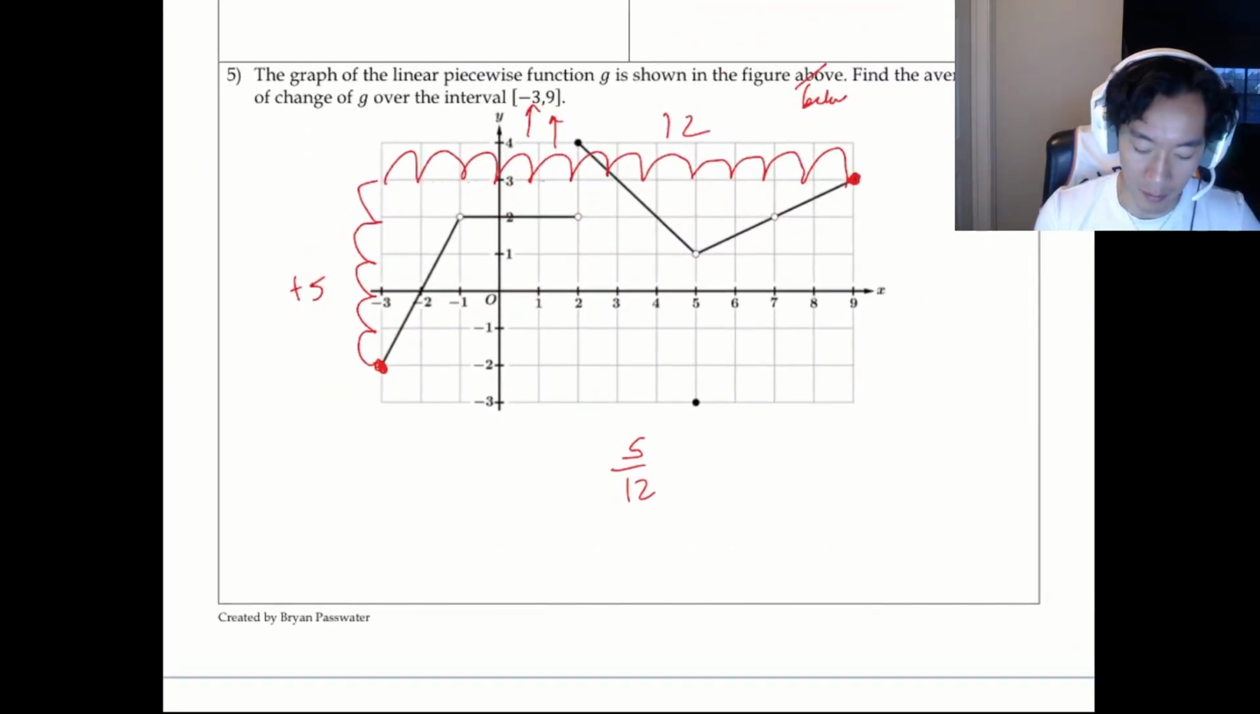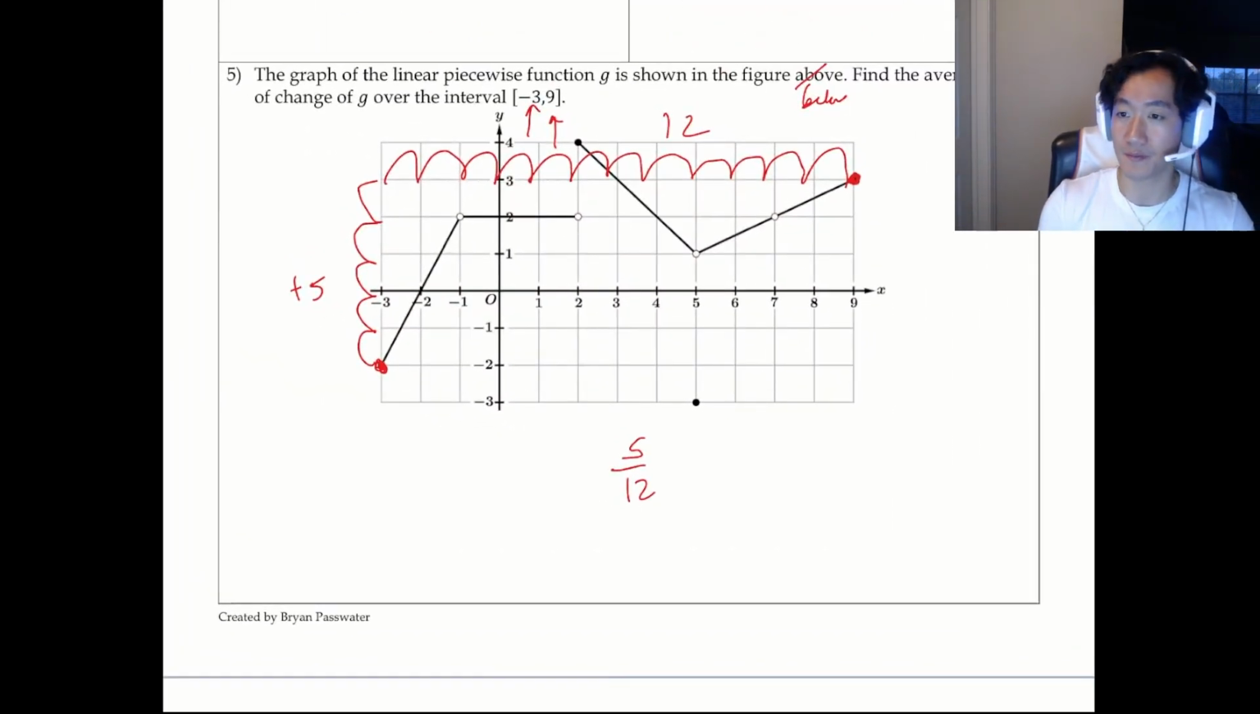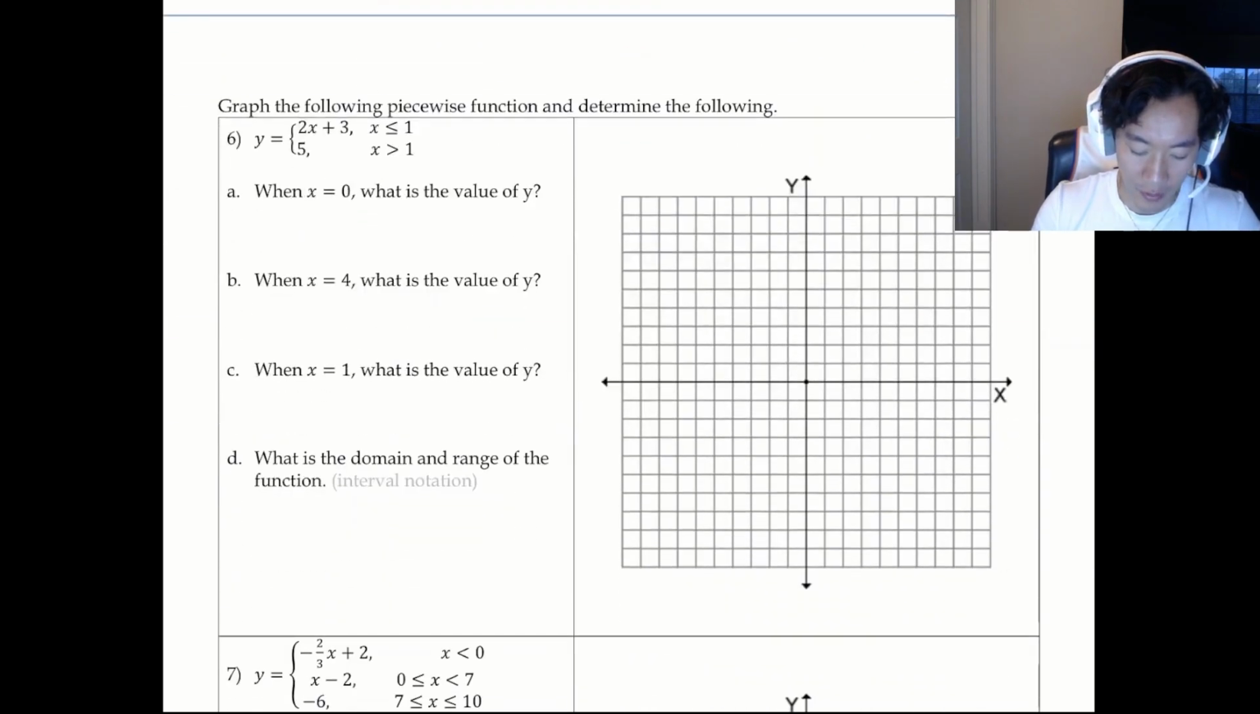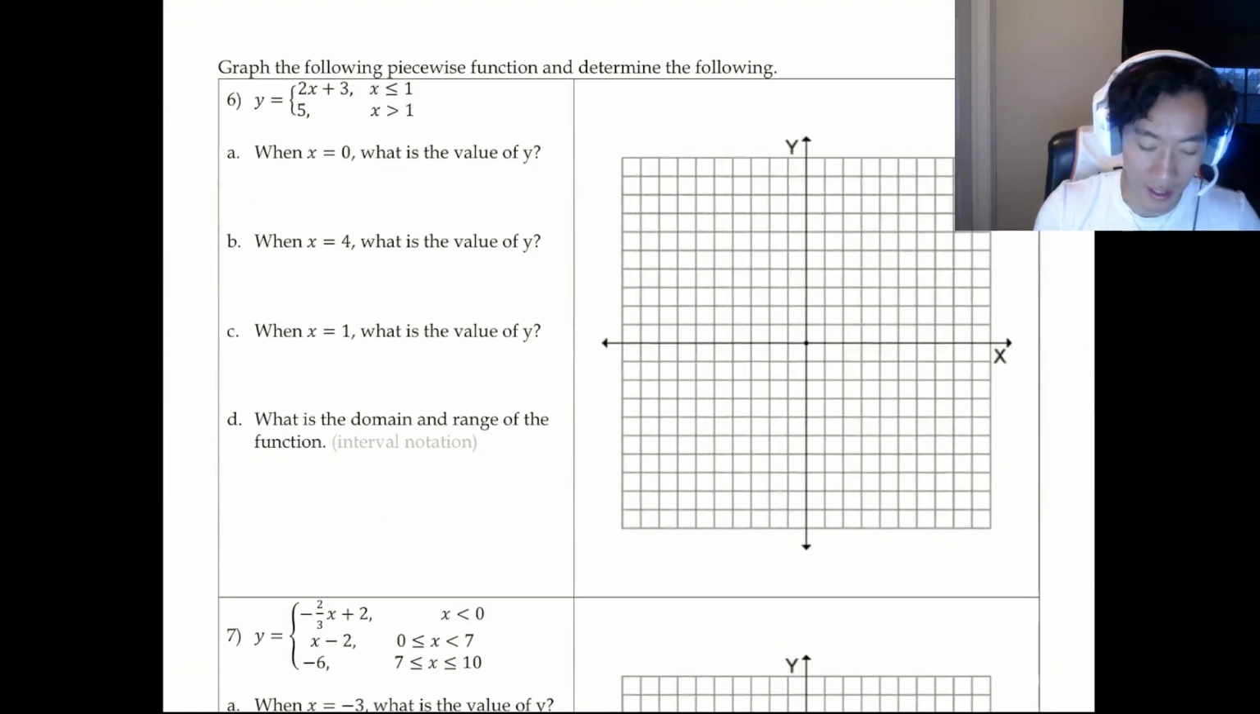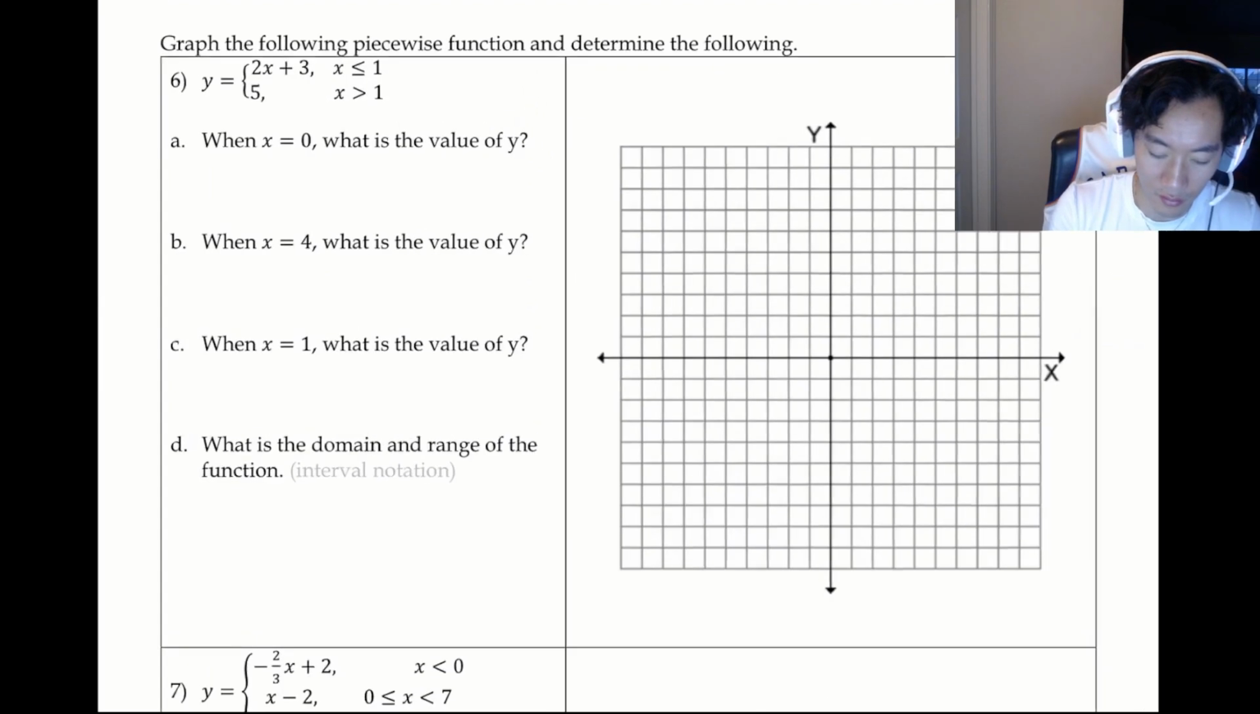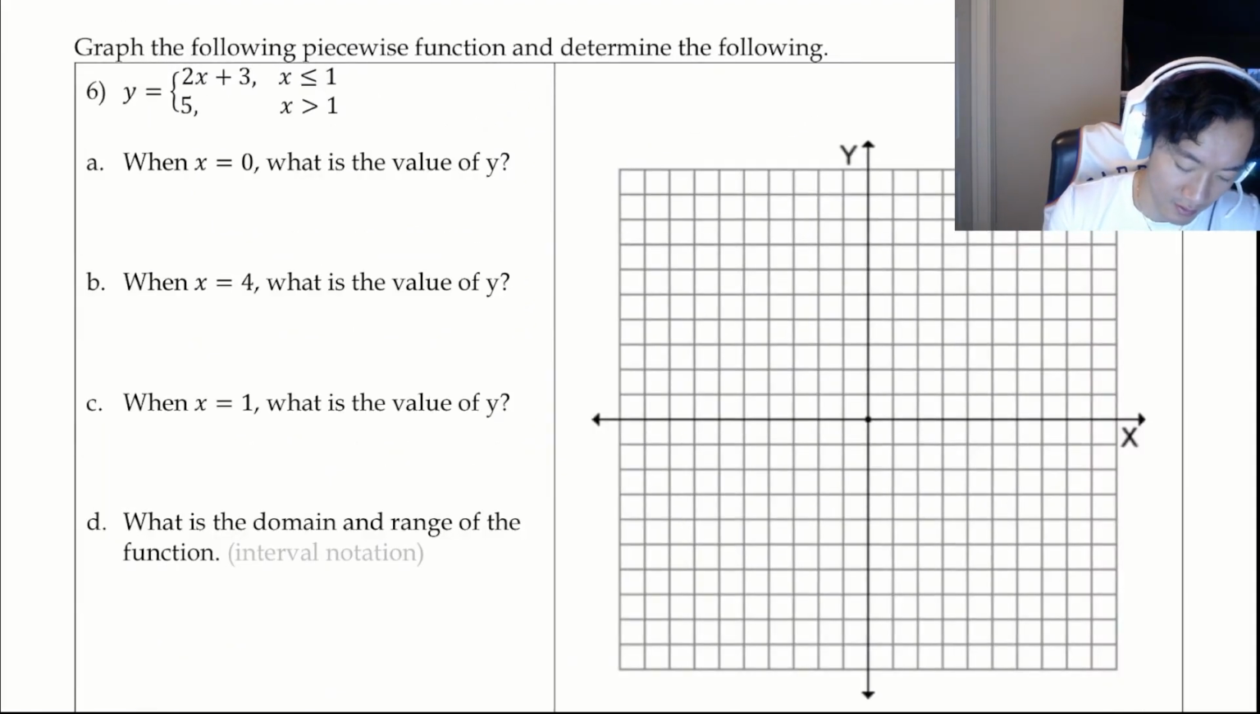But yeah, we should have finished problem number 5, and our slope is 5/12. All right. Now let's see. We have problems 6 and 7, and then we'll be done for today. Hopefully the notes are not too long. So there's a series of questions actually for problem 6.